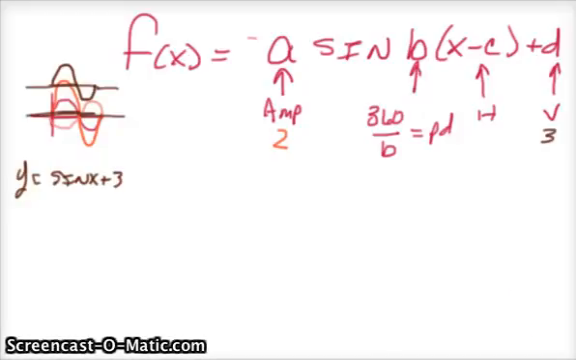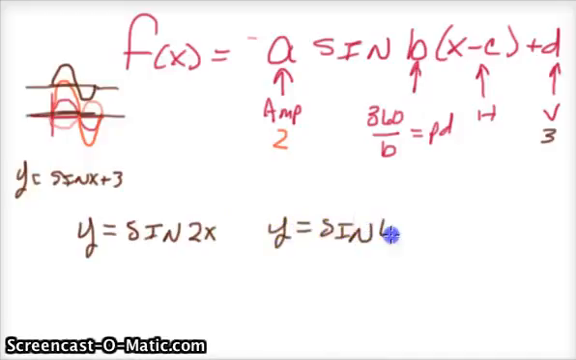What else? This is a part with this b that gets people. So I'm just going to say y equals sine of 2x. Okay, and then I'm going to say y is equal to sine of 4x. Now, briefly, how can I explain that?